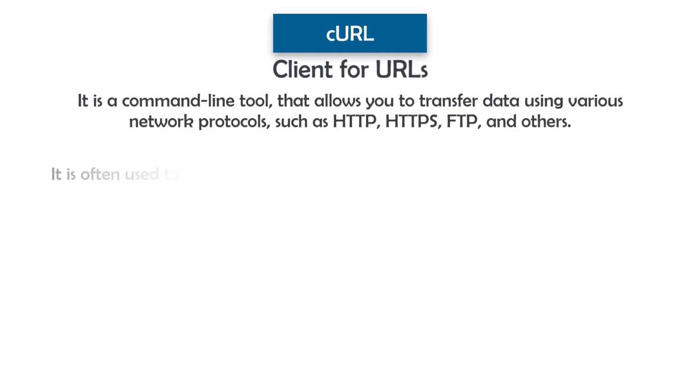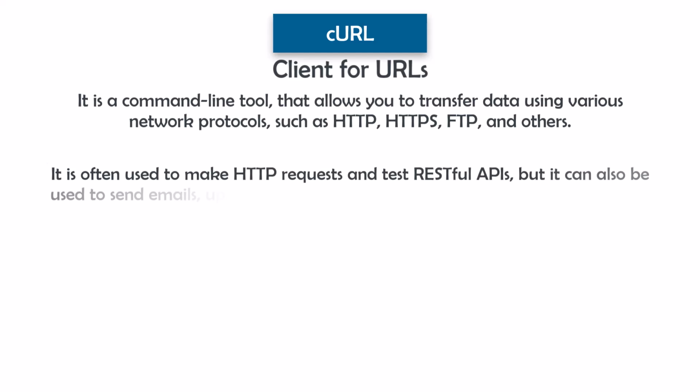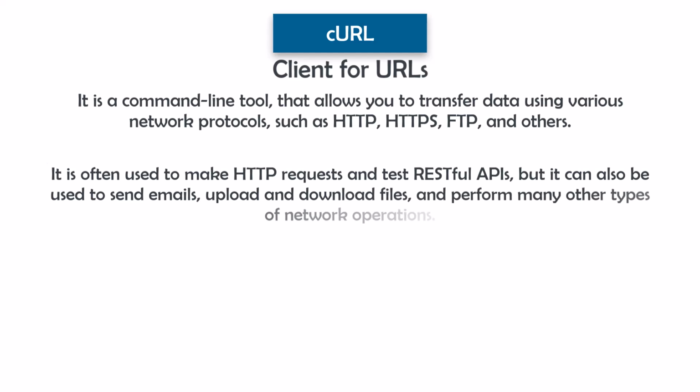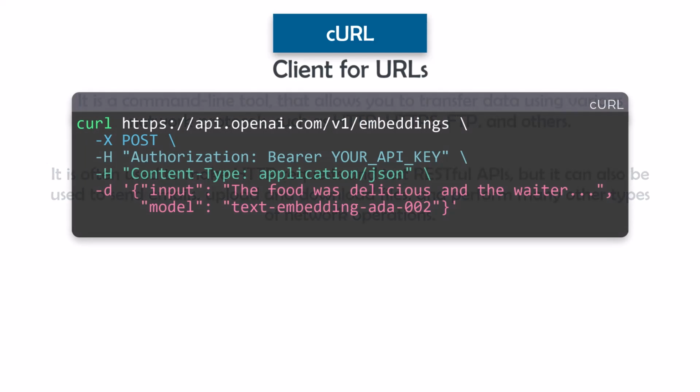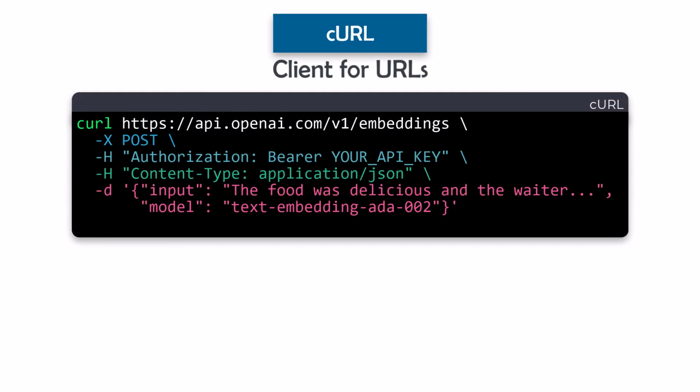It is often used to make HTTP requests and test RESTful APIs, but it can also be used to send emails, upload and download files, and perform many other types of network operations. To send an HTTP request we use flags, for example the following request in CURL. I have the following flags inside the request. Let's understand what these flags mean, and which flags we have in CURL.